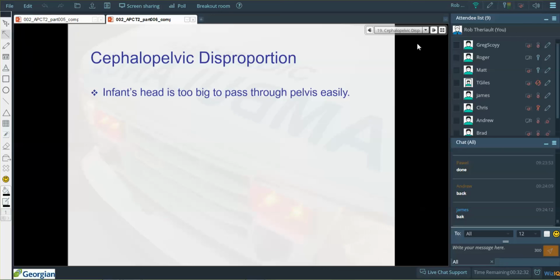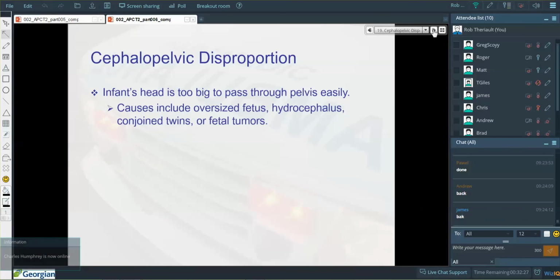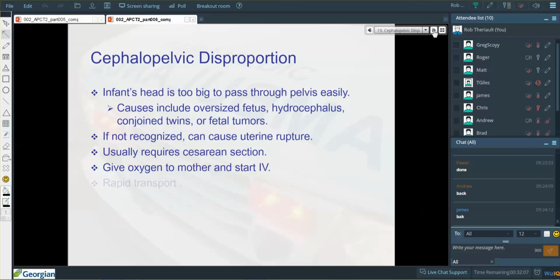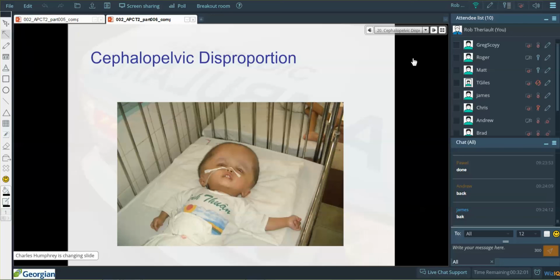For cephalopelvic disproportion, usually the infant's head is just unusually large, or they've got hydrocephalus, which is even more concerning. So oversized fetus, hydrocephalus, conjoined twins, fetal tumors. Hopefully mom will know if there are any anticipated complications before all of this takes place. If not recognized, it can cause uterine rupture and usually requires C-section. So give mom O2, initiate transport, maybe start an IV en route. This is hydrocephalus and not something that we see in developed countries. More likely to see this in underdeveloped countries.